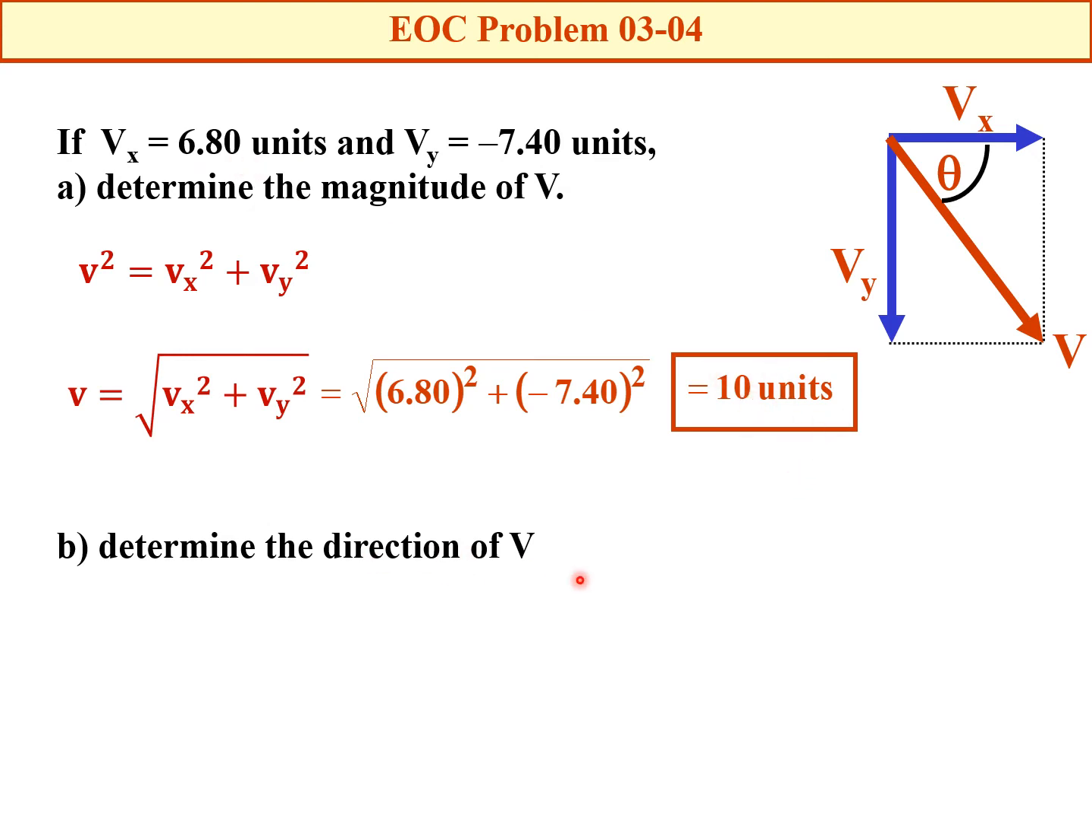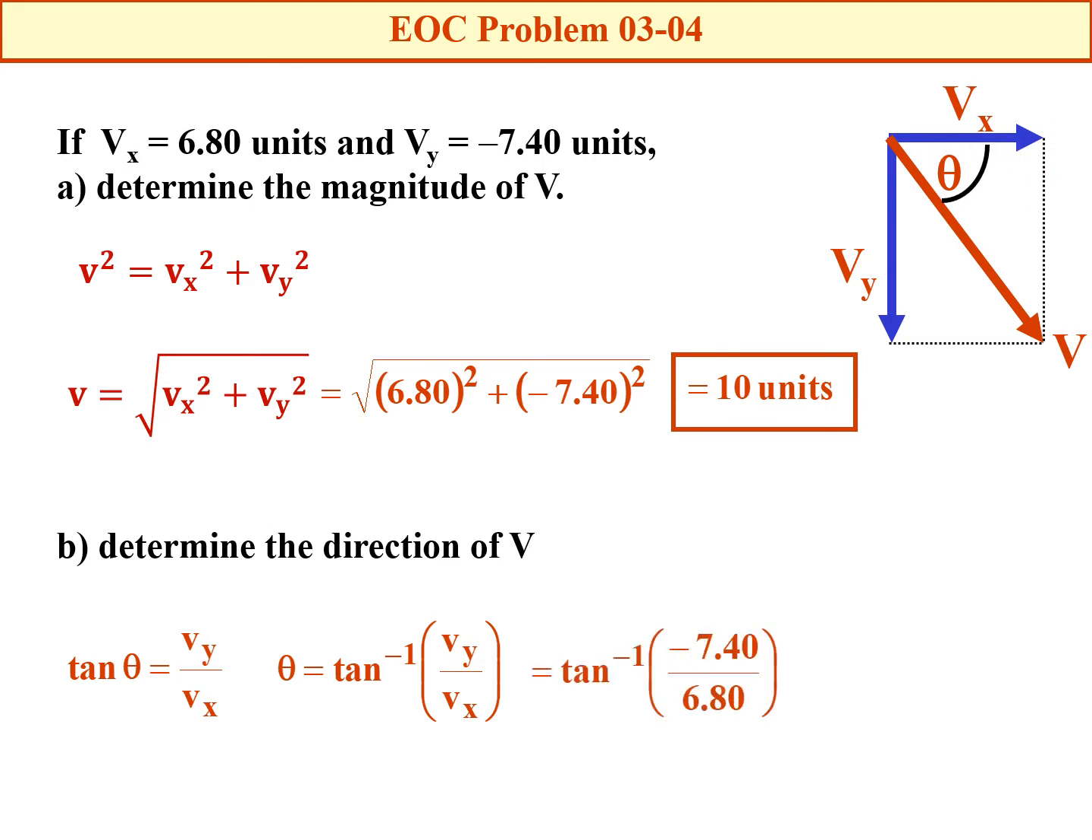Now what's the direction of this velocity? Well, we use inverse tangent of opposite over adjacent. The opposite is going to be the y component. The adjacent is going to be the x component. So we take inverse tangent of negative 7.4 divided by 6.8, and we get an angle of 47 degrees below the horizontal. Sometimes we call that an angle of depression. So an angle below the horizontal is called an angle of depression. An angle above the horizontal, we call an angle of elevation. So we got a negative 47 degree angle, or 47 degree angle of depression.